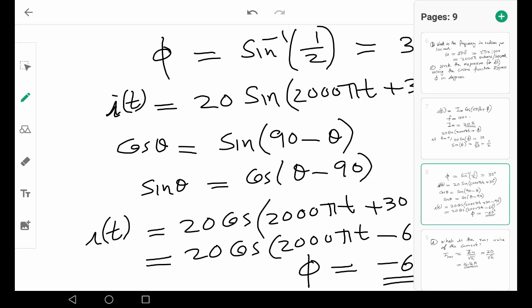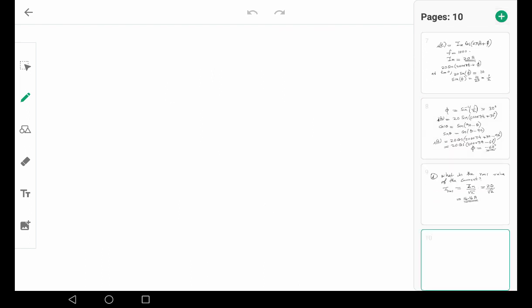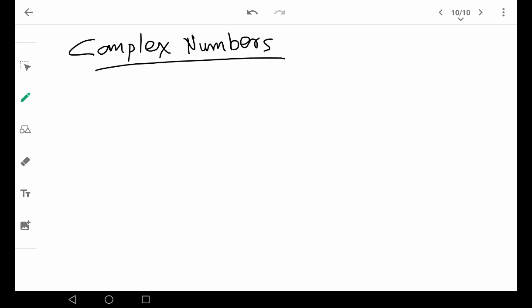Now, the next slide, we are going to explain something about complex numbers. What is a complex number? I think you have already studied about complex numbers in mathematics, right? A complex number can be written in many forms.